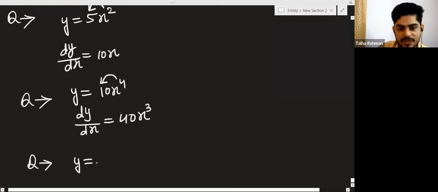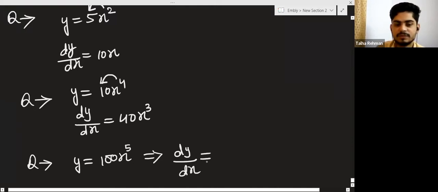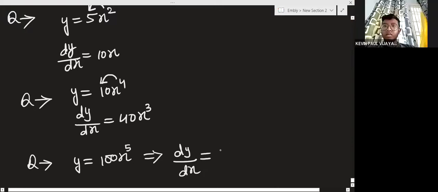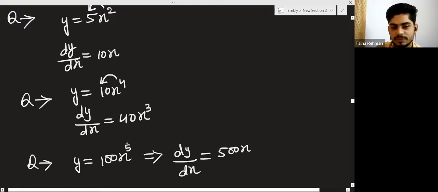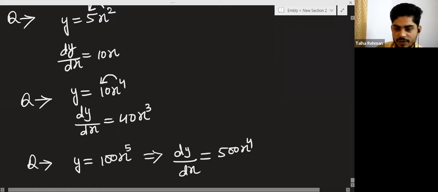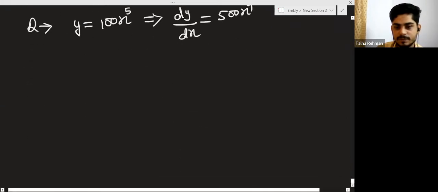And I am saying that this is 100 x to the power 5 and I want to calculate dy by dx. Can you tell me the answer? 500 x to the power 4. This 5 power will become 4. Fine. Now you are getting my points, I think.